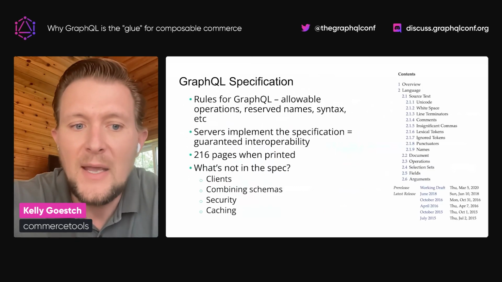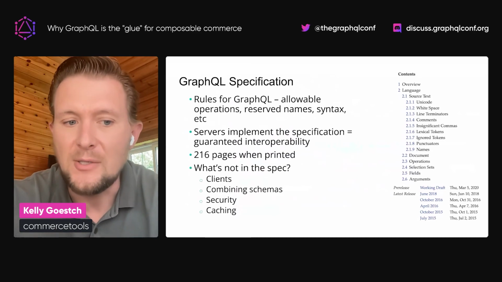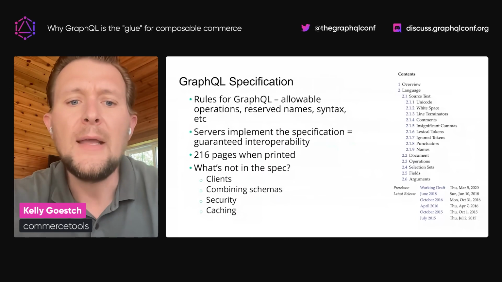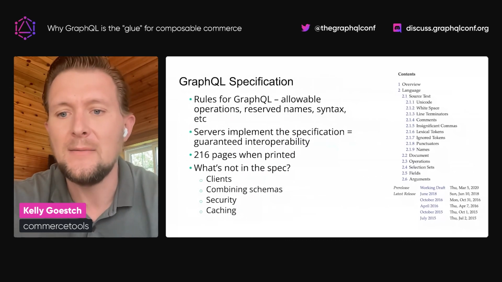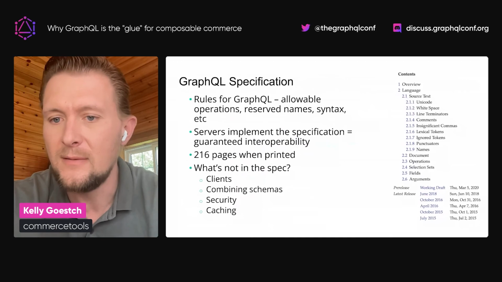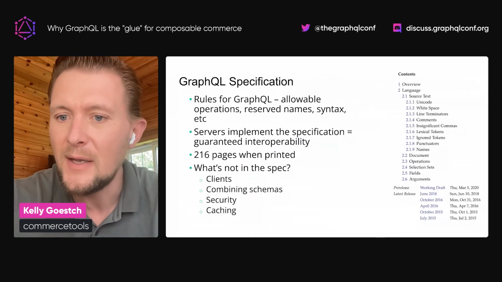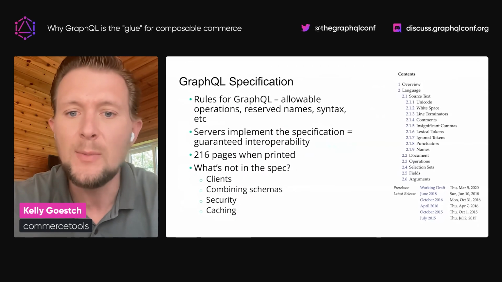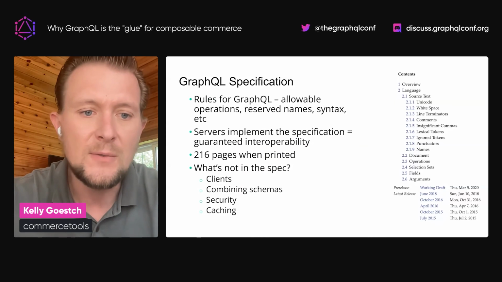And the specification is just that. It's a specification. It's 216 pages if you were to print it out. It goes into extensive detail, mind-numbing detail, which is probably a good thing in a specification. But things like insignificant commas, there are multiple pages on that. Ignored tokens. There are all sorts of details there.